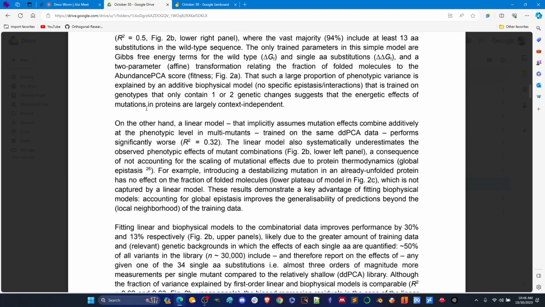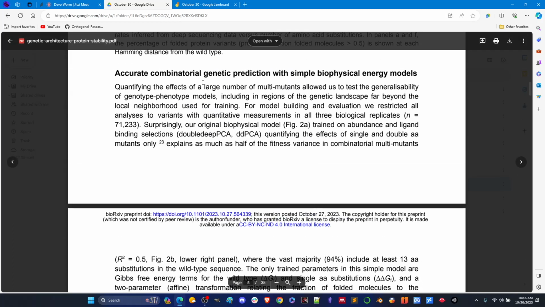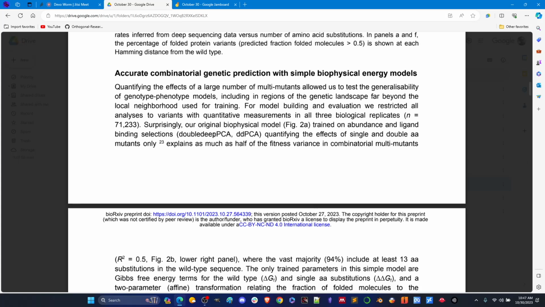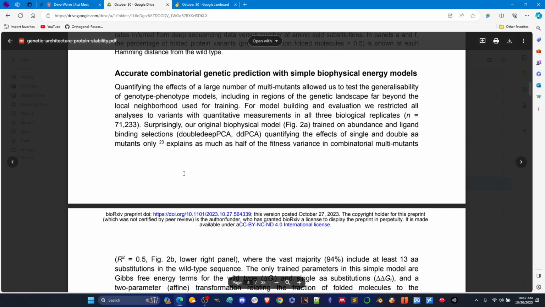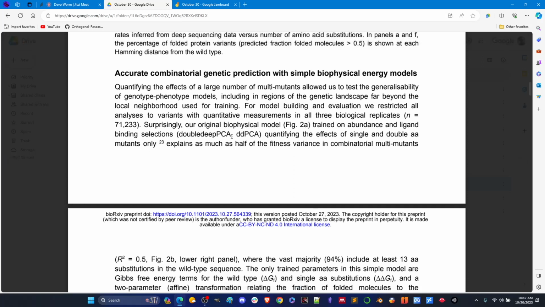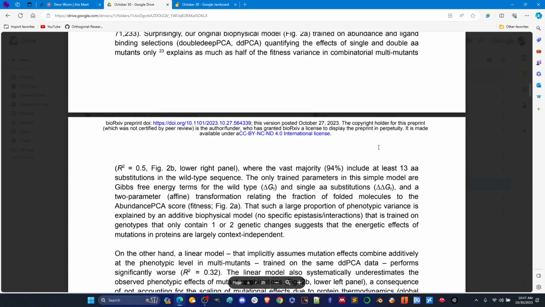So actually, let's see, we have some results here. Accurate combinatorial genetic prediction with simple biophysical energy models. Surprisingly, our original biophysical model, which is what we saw in the last figure, trained on abundance and ligand binding selections, ddPCA, quantifying the effects of single and double amino acid mutants only, explains as much as half of the fitness variance in combinatorial multimutants, where the vast majority, 94%, included at least 13 amino acid substitutions in the wild-type sequence.